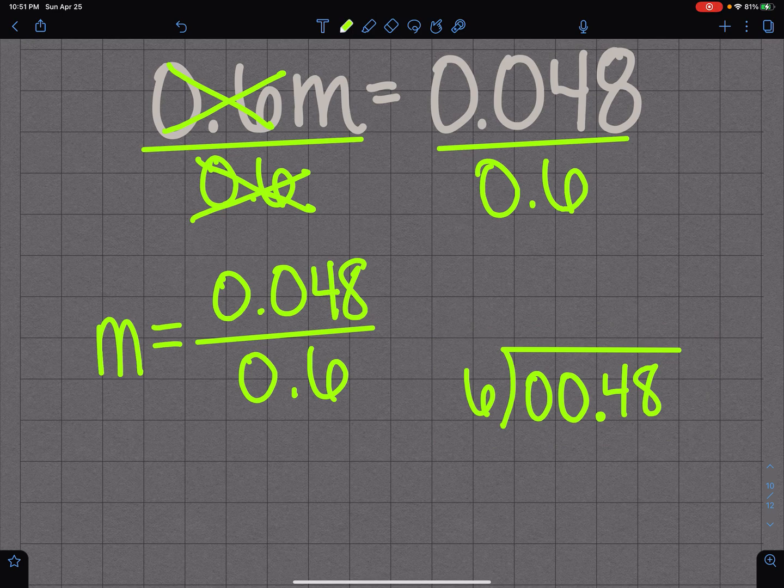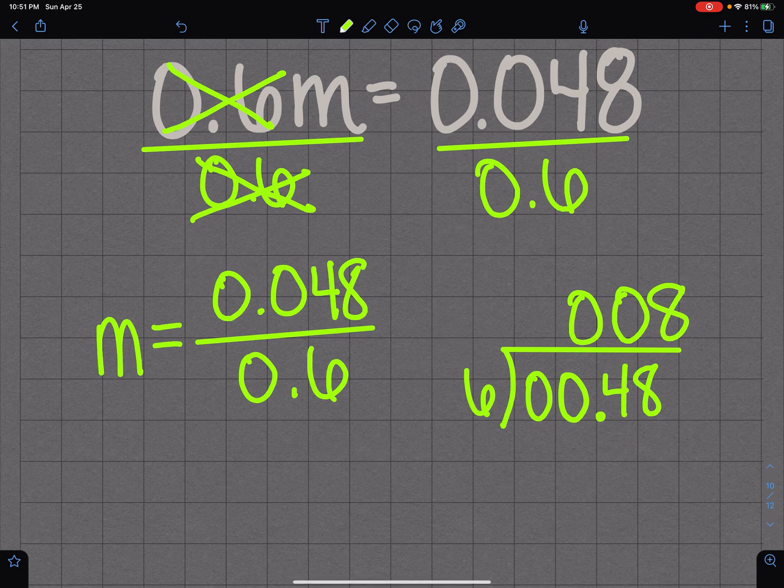Because, let's figure it out. 6 doesn't go into 0, and it doesn't go into 0, 0, and it doesn't go into a 4. So we've got to put some zeros up here. It goes into that one, 0 places, 0 places. And it doesn't matter till you get all the way out to here. Does 6 go into 48? Yes. 6 times 8 is 48.